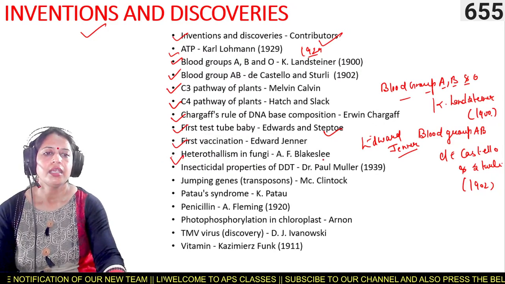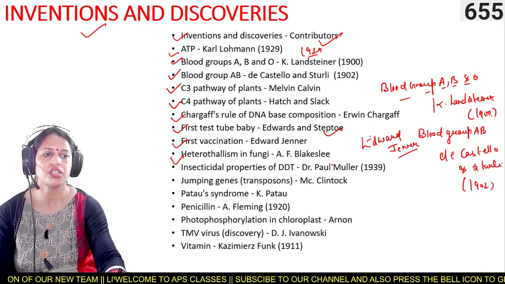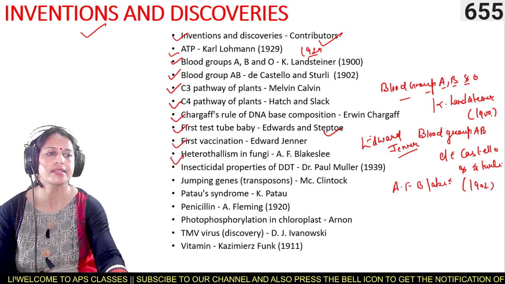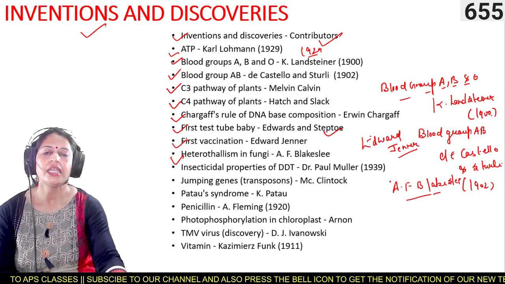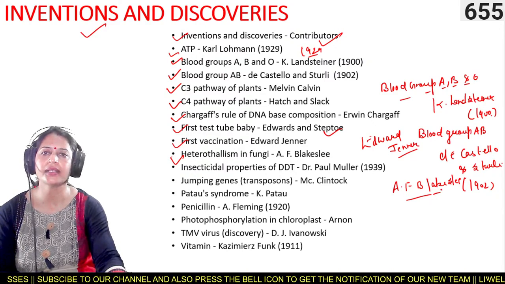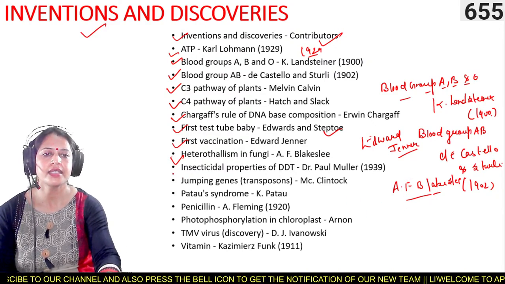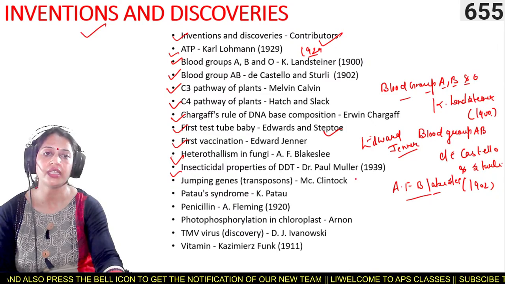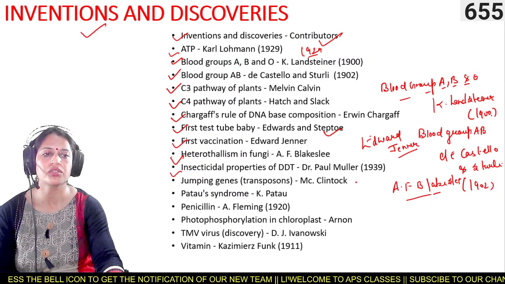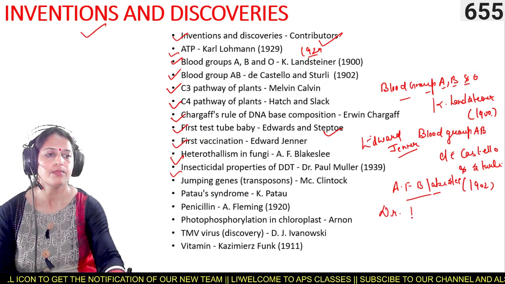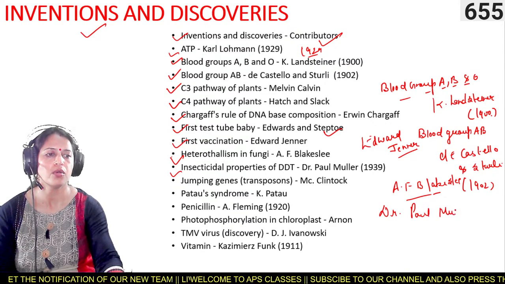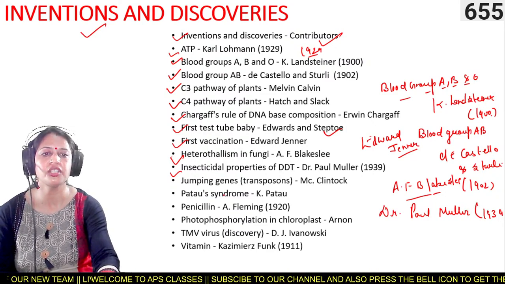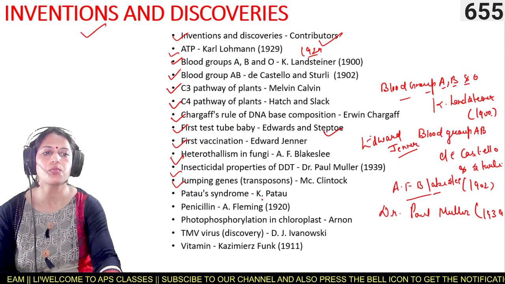Next is heterothallism in fungi, that is A.F. Blakeslee. Next is insecticidal properties of DDT, dichlorodiphenyltrichloroethane, by Dr. Paul Müller in 1939. Next is jumping genes, that is transposons.